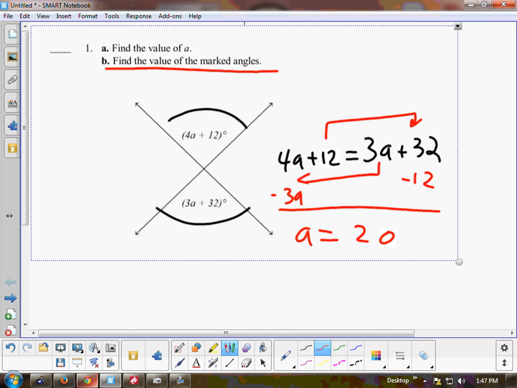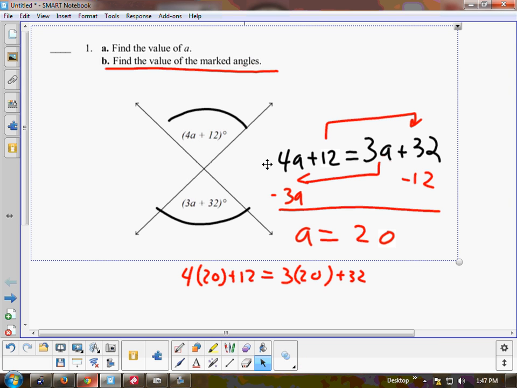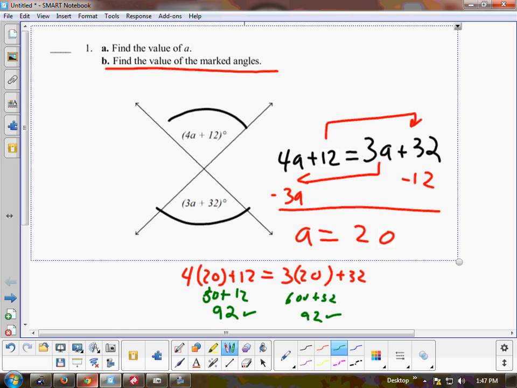So we're going to do a quick check here. 40 times 20 plus 12, is that equal to 30 times 20 plus 32? Well, basically what you have here is 80 plus 12, sorry about that, is 92. And over here you have 60 plus 32, which is also 92. So it checks. So you can answer the first and the second. A equals 20 and 92 is the value of the marked angle.